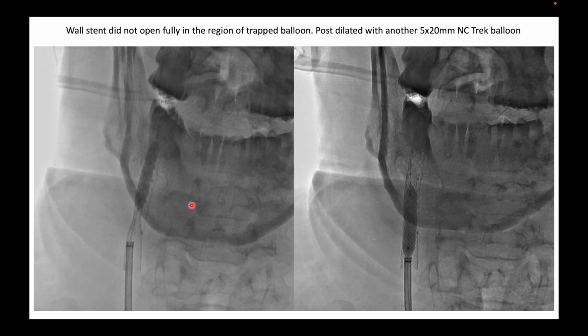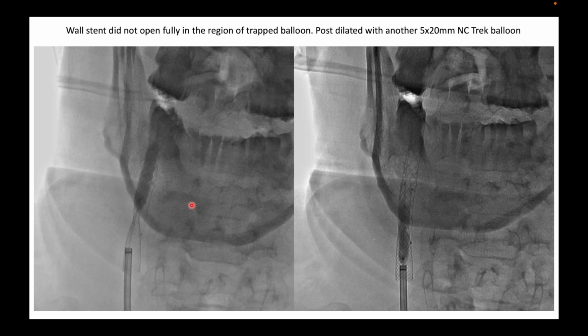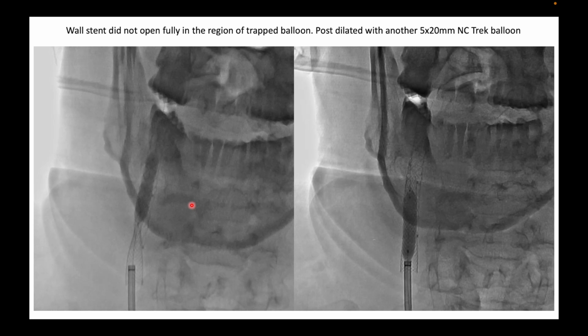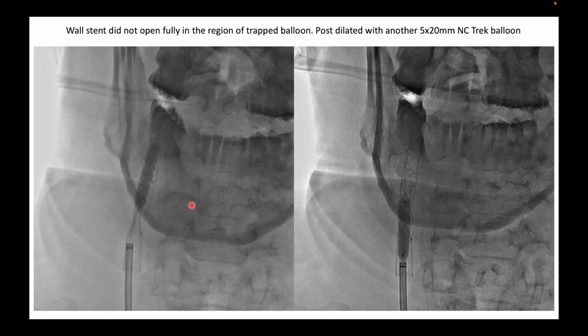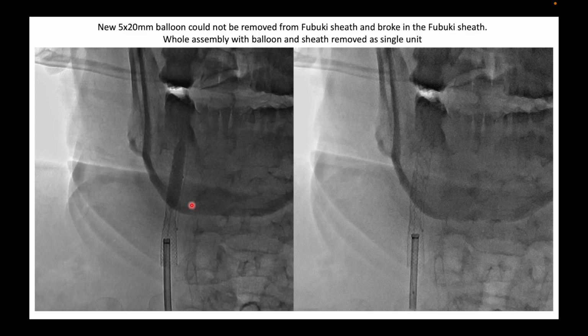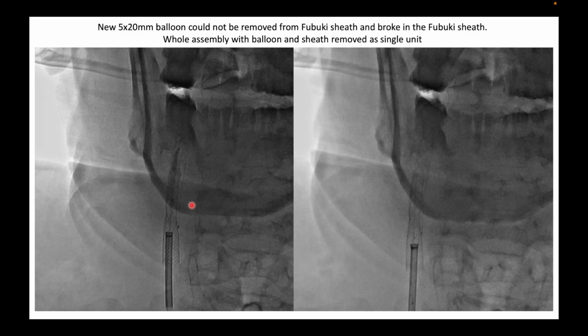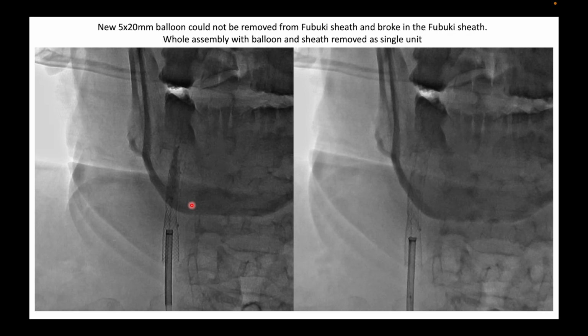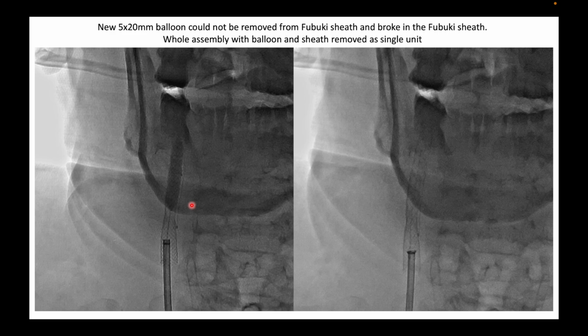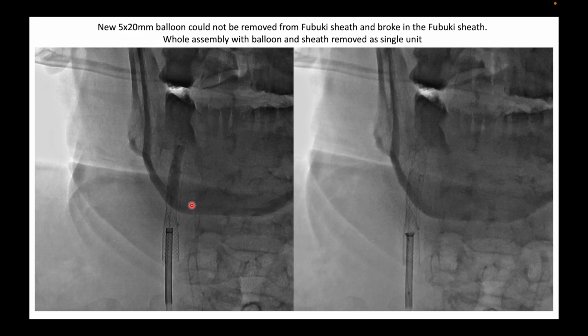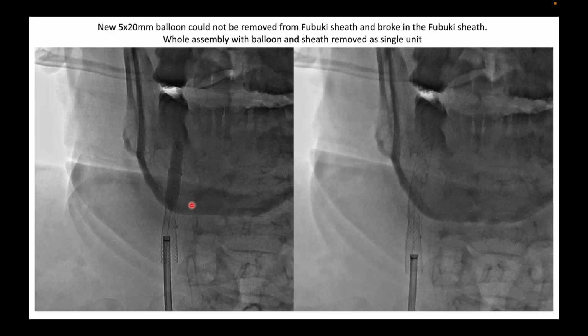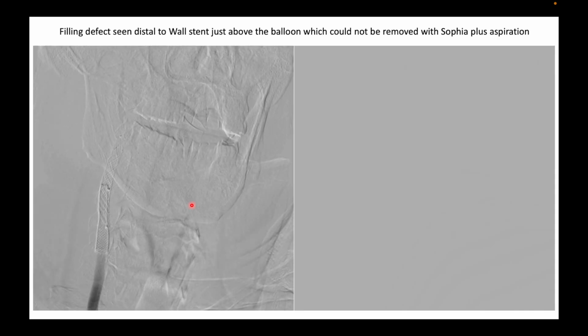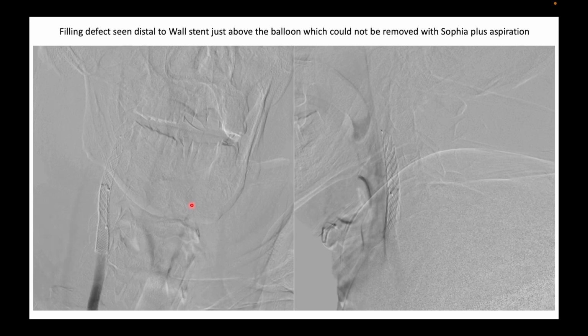We used this 5 millimeter balloon to post-dilate the Wallstent, and now again it was difficult to remove this balloon. This balloon also would not come into the Fubuki, so we had to remove the whole assembly as such, with the balloon and the sheath together. And that's the final angiographic image after having removed everything.